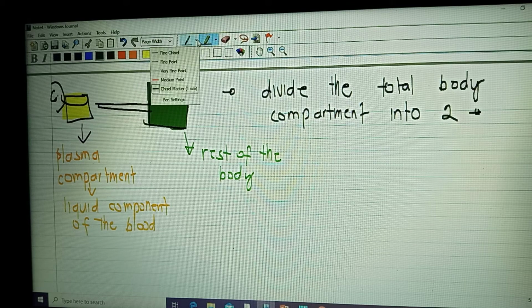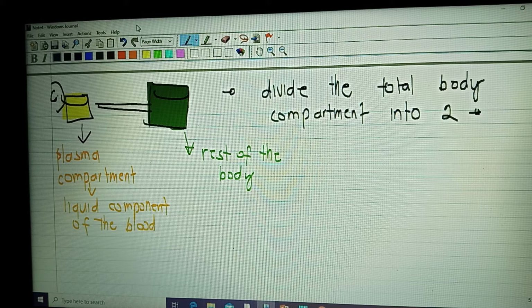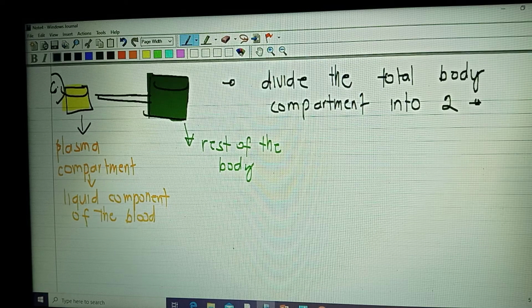Okay, obviously, class, what do you notice? They are not the same size. See that plasma is smaller than the total body water compartment. Okay, what are the estimated water compartments, which include your total body water, your extracellular fluid, your blood, and your plasma, which is a very important concept in our discussion of volume and concentration.